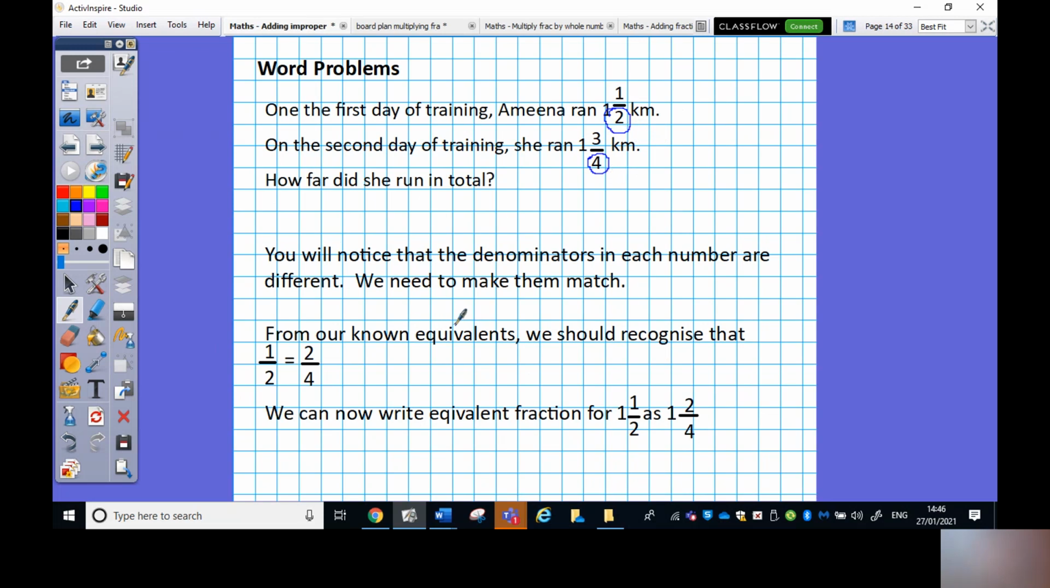Now we should know from our equivalents that 1/2 equals 2/4. So now I can write an equivalent fraction for 1 1/2 as 1 2/4. Okay, because I can multiply this by 2 and multiply this by 2. So now we have quarters as our denominator.